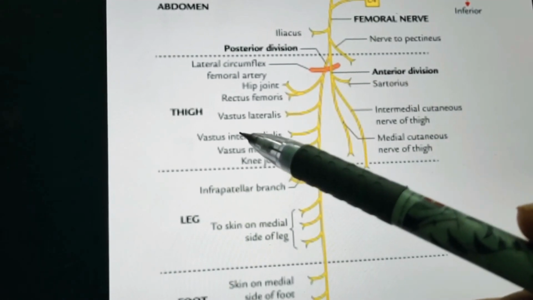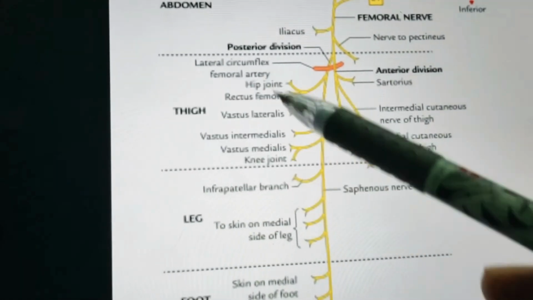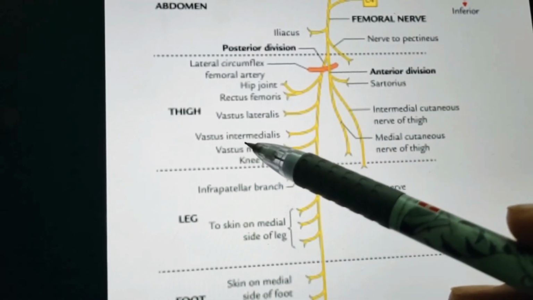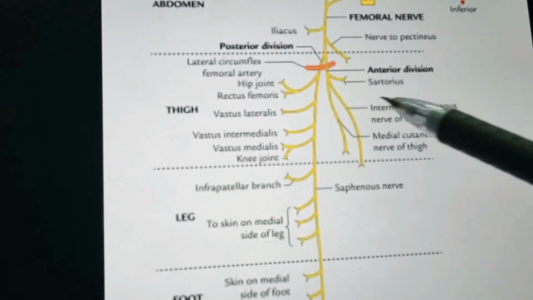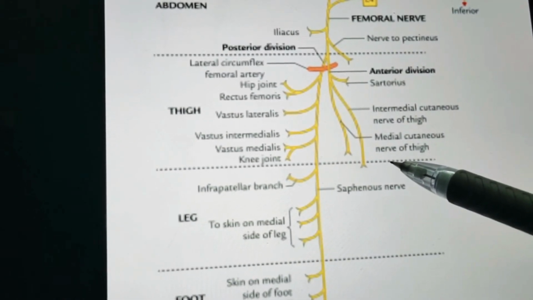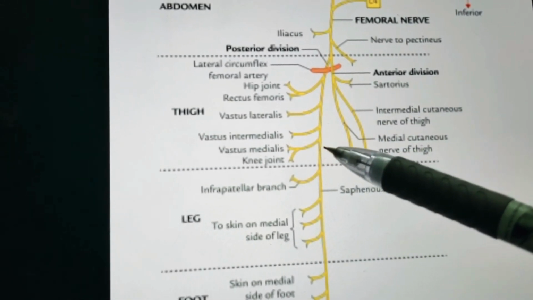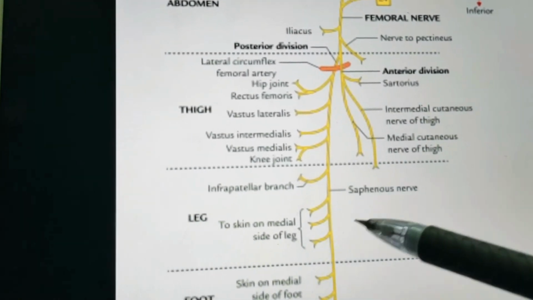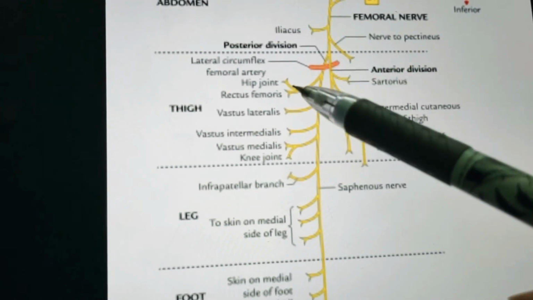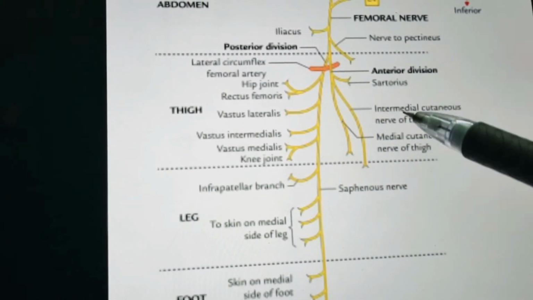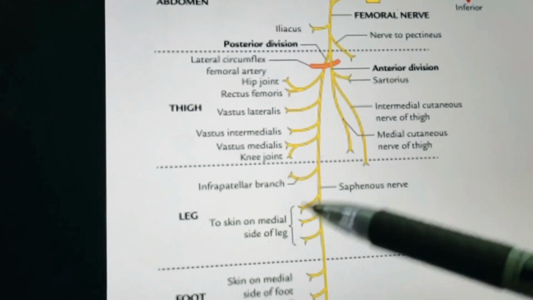Rectus femoris, vastus lateralis, intermedius, medialis, all are part of the quadriceps femoris muscle, right? So these all have the muscular supply. Whereas the cutaneous supply is by the intermediate cutaneous nerve of thigh, the medial cutaneous nerve of thigh, and also the saphenous nerve. So these are all cutaneous, meaning sensory supply. The saphenous nerve, by the posterior division, is cutaneous, and in the anterior division you have the intermediate cutaneous nerve and the medial cutaneous nerve. So these are the cutaneous nerves.